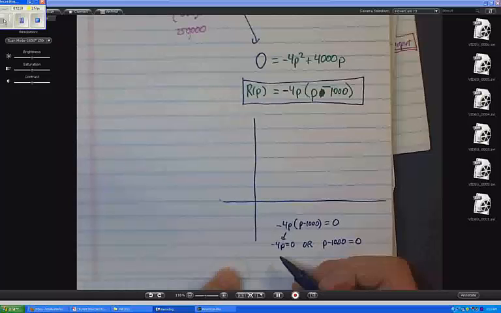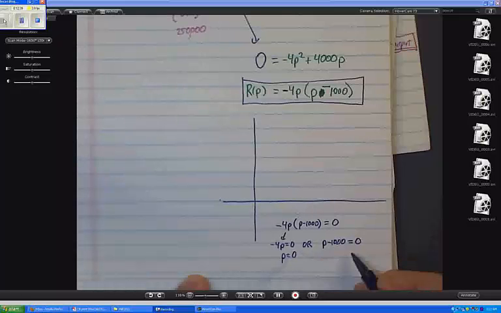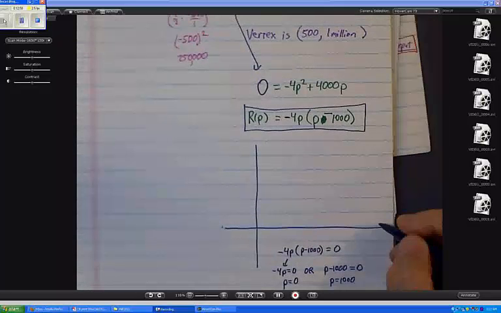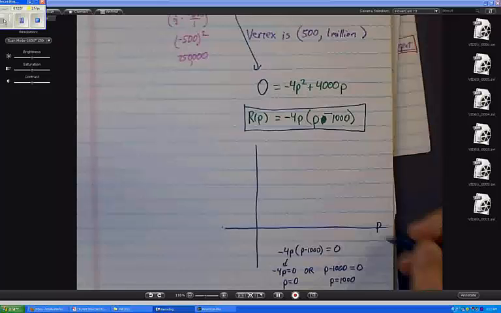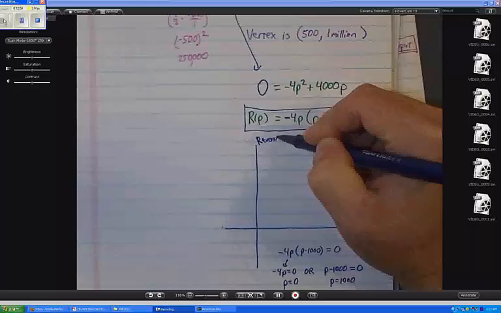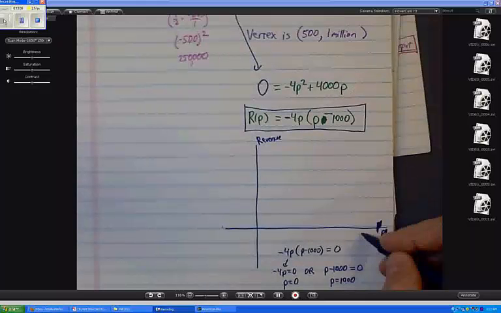If negative 4p is 0, what does that mean? P equals 0. If p minus 1,000 equals 0, what does that mean? P equals 1,000. Now, let me go back to what's going on here. This is the p-axis instead of the x-axis, because that's the input, is price. And the output is what? Revenue. So I have price in dollars and I have revenue in dollars.